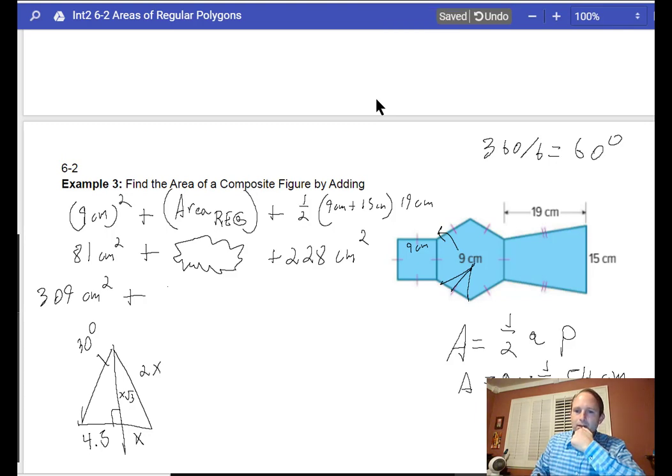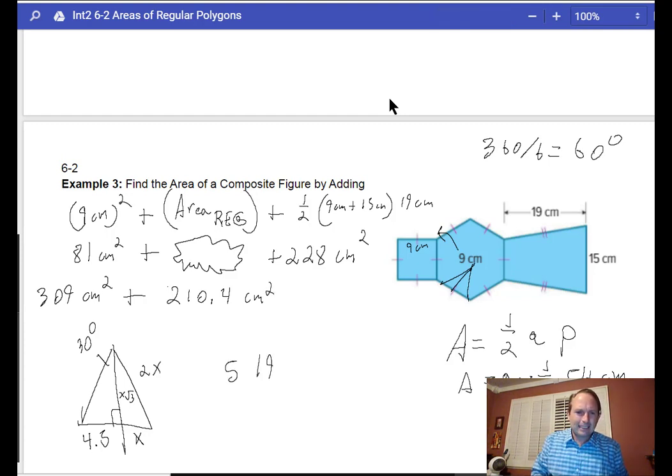So I know that the apothem is 4.5 radical 3 centimeters times that. So if I multiply these right here, I should get 210.4 centimeters squared. And if I add those together, I get 519.4 centimeters squared. So the trick with composite figures is you break it up into its parts, and then you solve each part, and then put it back together, and you should be good.